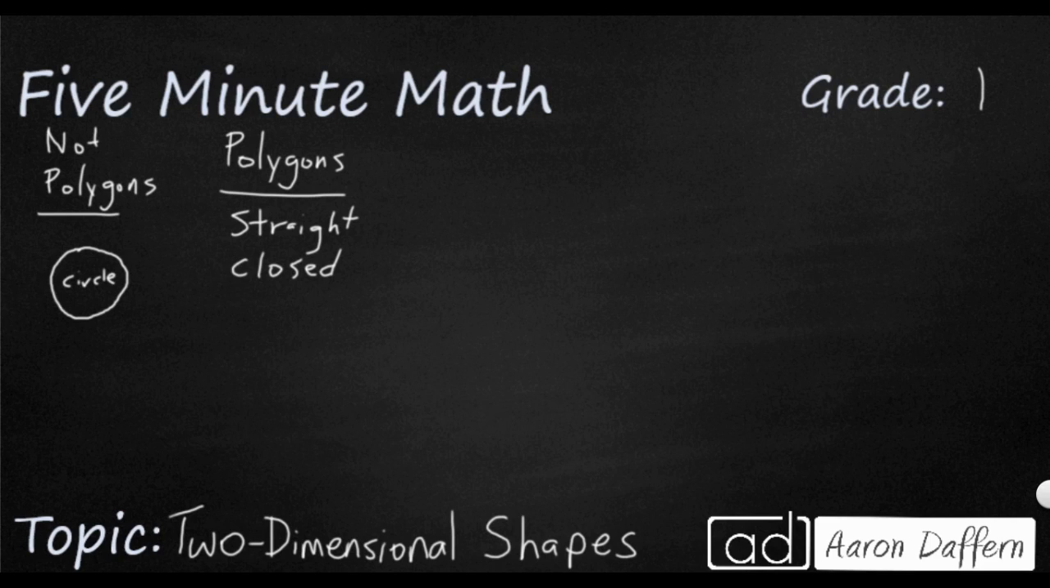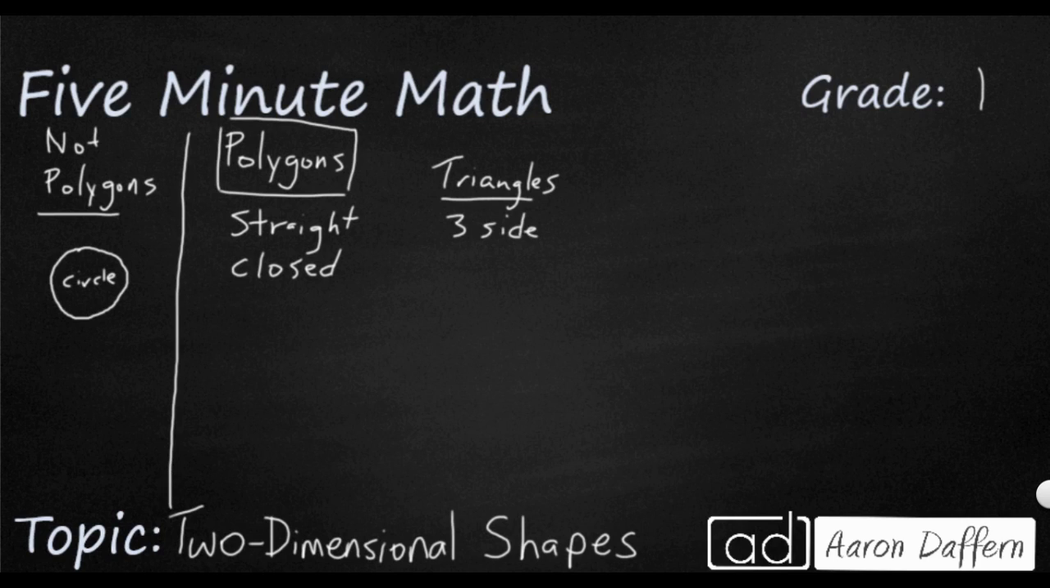Now there is a special type of polygon that has 3 sides. We call those triangles. Triangles have 3 sides. Remember, since they're a polygon, they have to be closed. I'm going to draw a little line there to separate the two. And so you can have a triangle like this. This is a special type of triangle called an equilateral triangle because all 3 sides are equal.